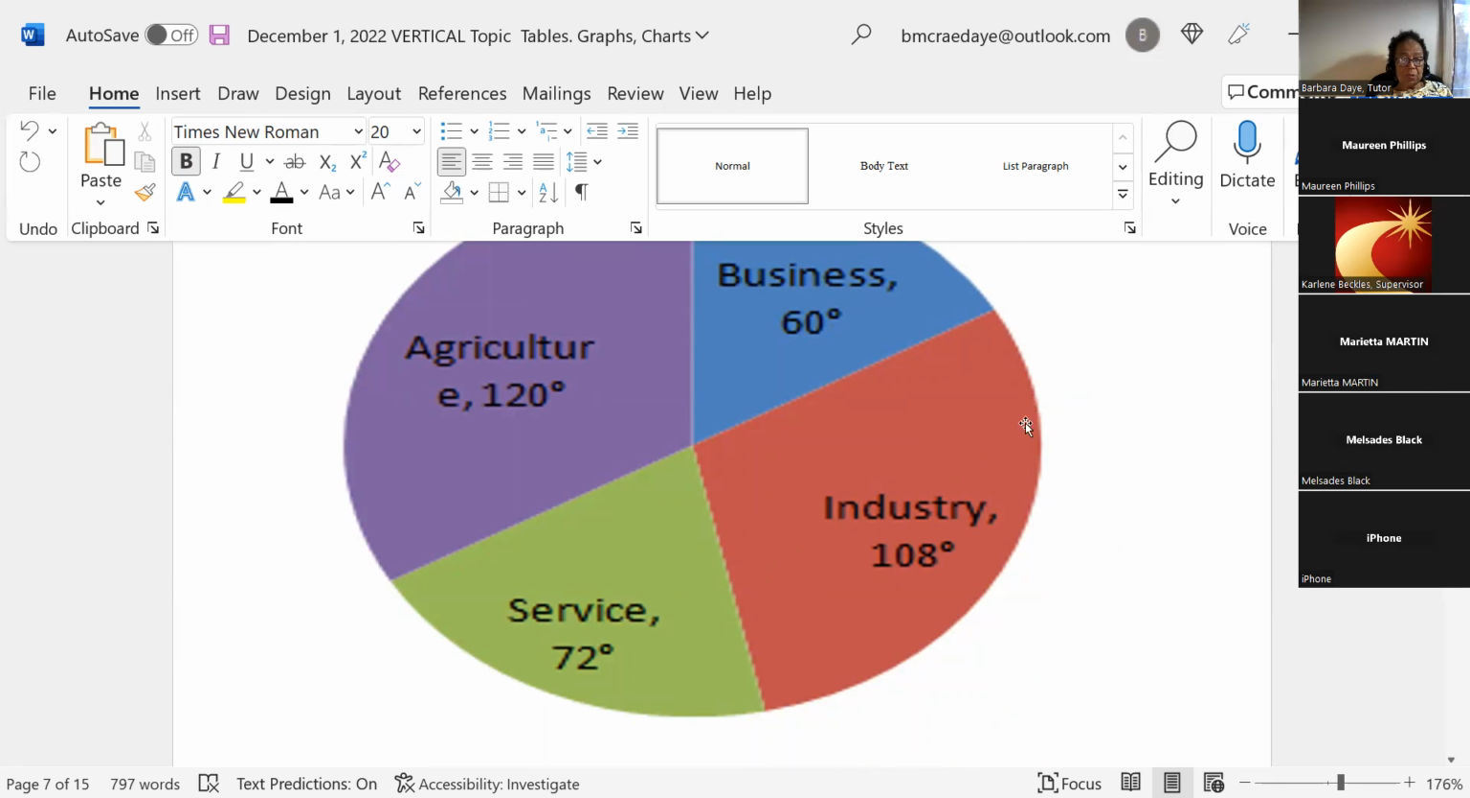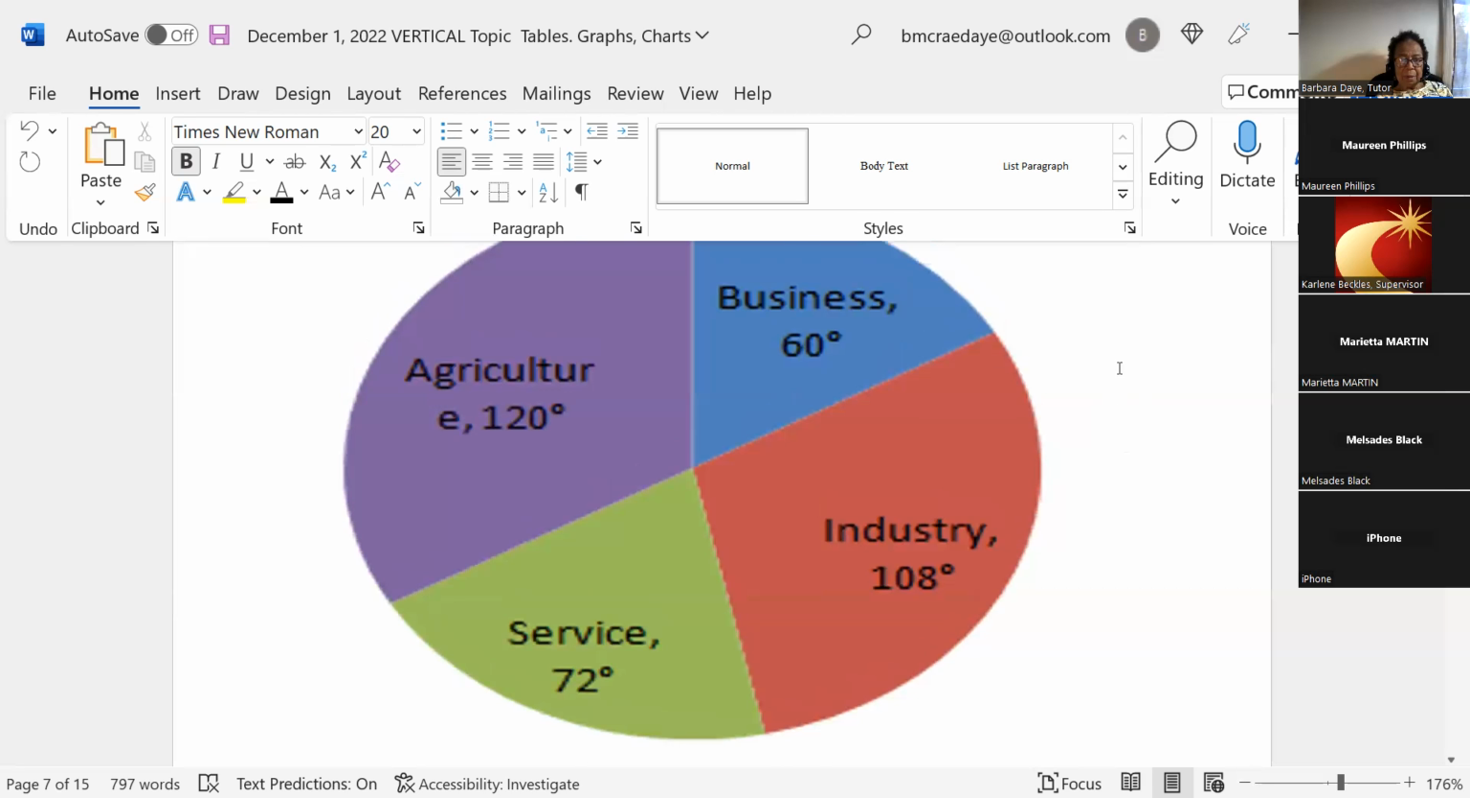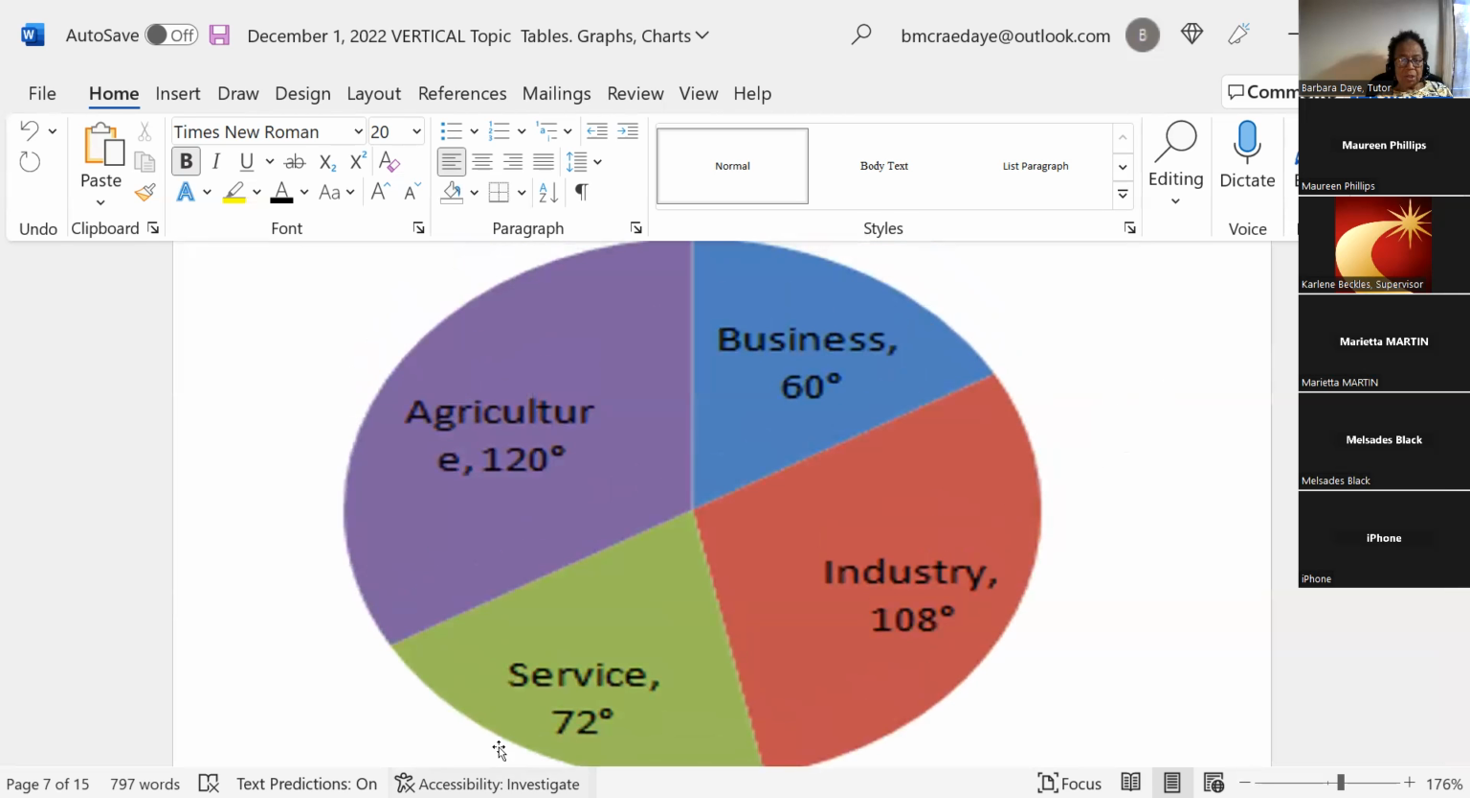Based on degrees, where are the least number of people employed, Mercedes? In the business sector, because that's the smallest sector, 60 degrees, and the highest is agriculture.